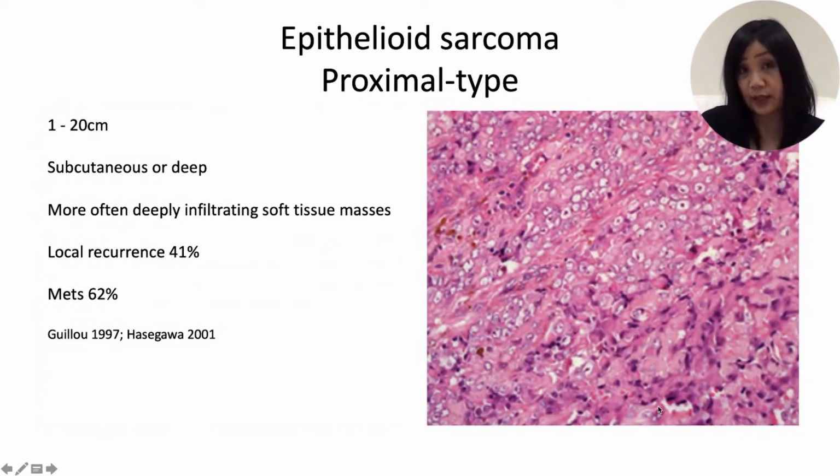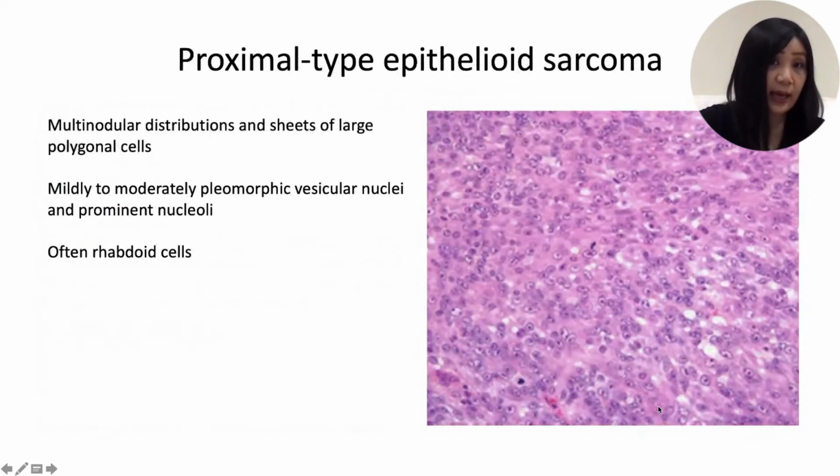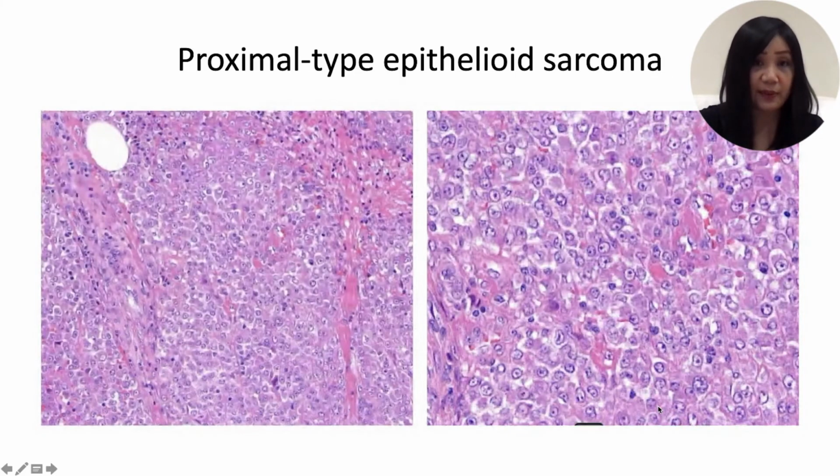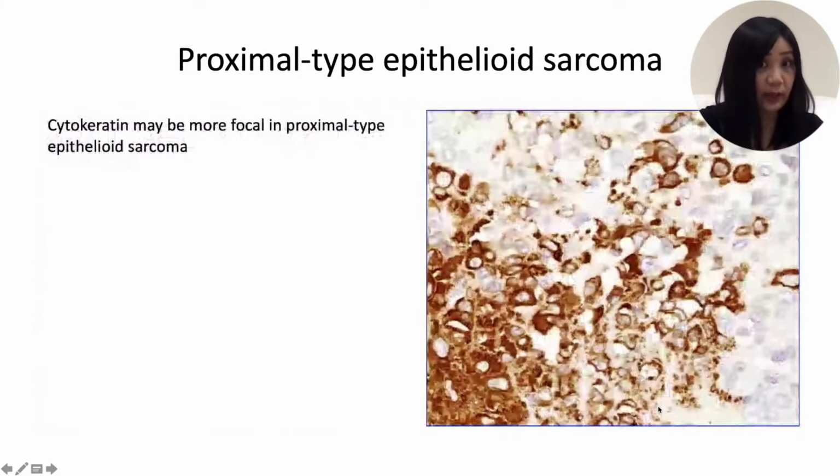These can be subcutaneous or deep, but are more often deeply infiltrating soft tissue masses, and they are typically more aggressive even than classical epithelioid sarcoma. So we can see these sheets of anaplastic looking undifferentiated epithelioid cells. Often there is at least a component of rhabdoid cells. We can see that there is a lack of the geographic type necrosis that we see in classical type epithelioid sarcoma. Cytokeratin may be more focal in proximal type epithelioid sarcoma.